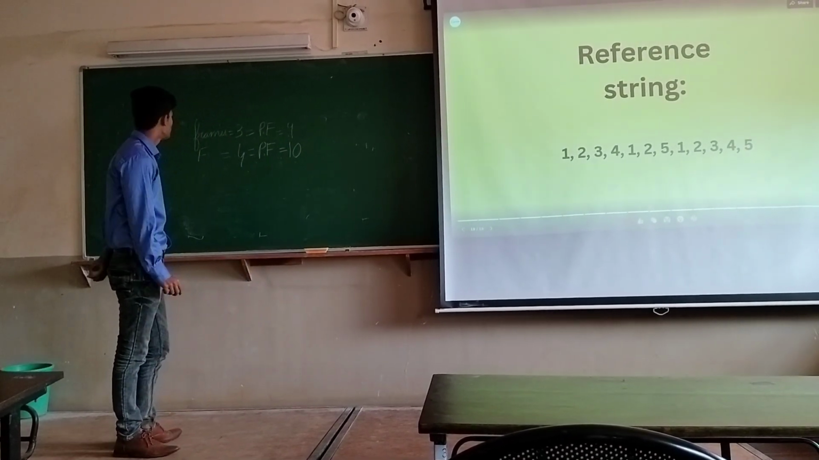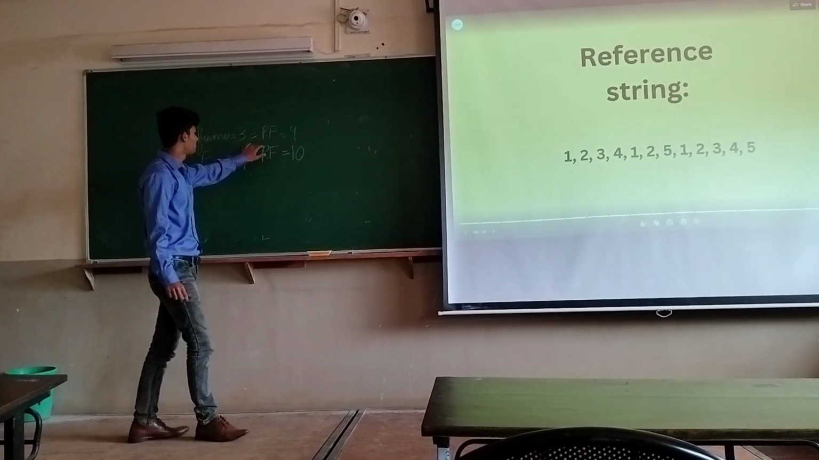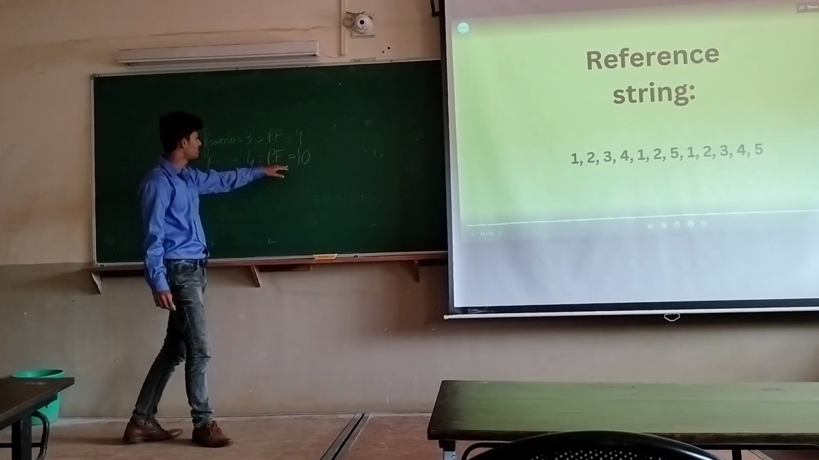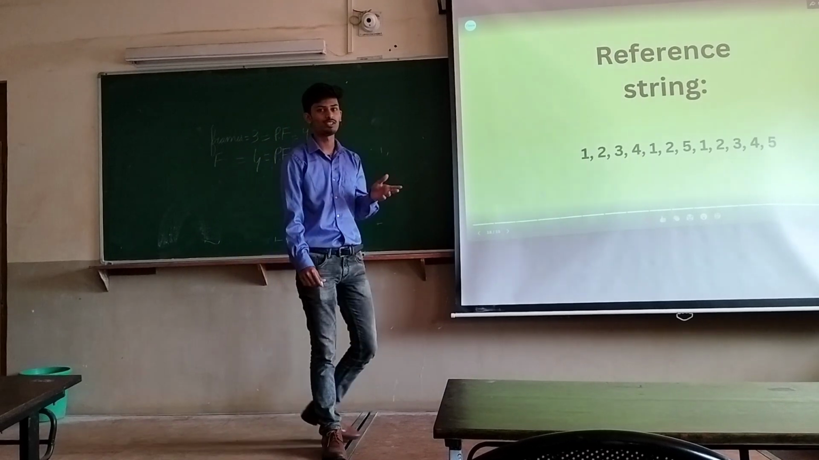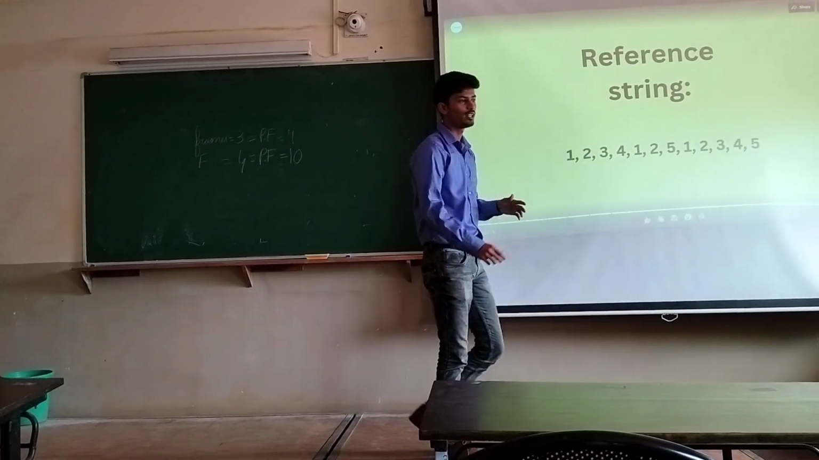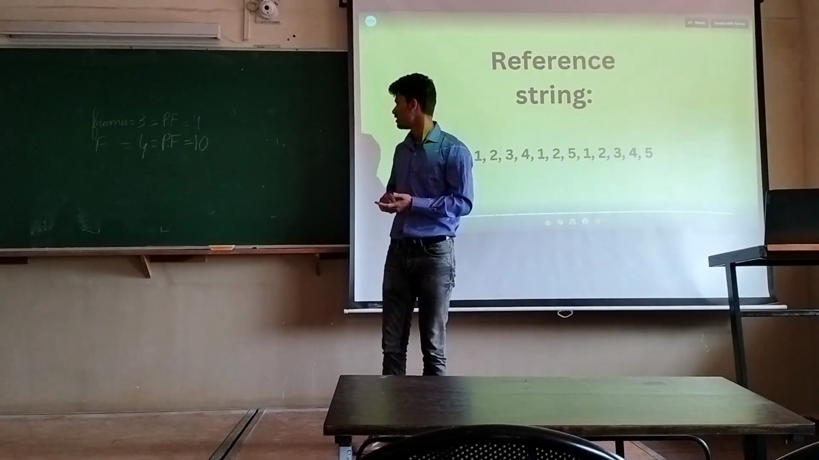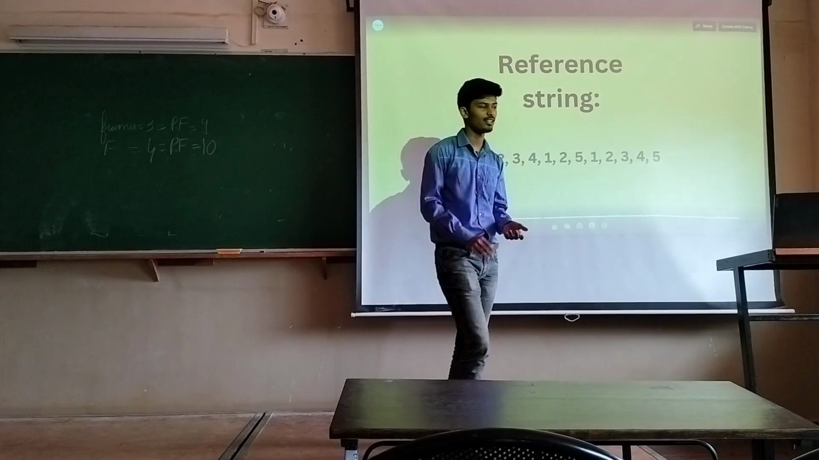Here you can see that when we consider 3 frames, the page faults are fewer, and when we consider more frames, the page faults become higher. So it is different from what we saw in the graph, where as the number of frames increases, page faults decrease. But here it is different. So this is what Belady's anomaly is.